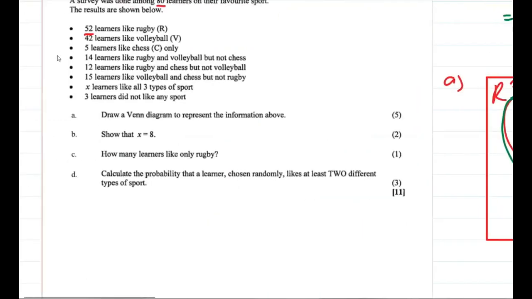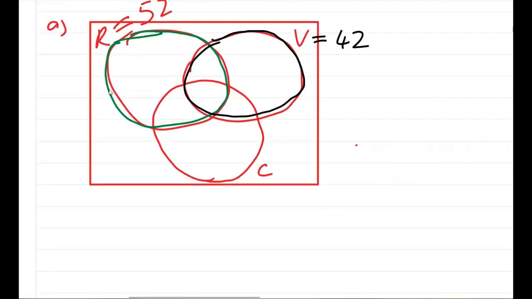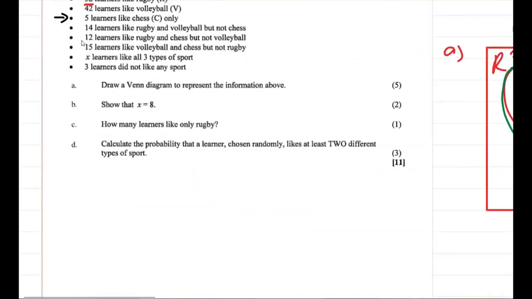All right. Now they say 5 learners like chess only. So this 5, if we look here at the circle of chess, which is this circle over here, should the 5 be in the first, second, third, or fourth place? I think it's in the first because they said only. Yes, perfect. So this is going to be 5 in here. Perfect. Right, so that's done.